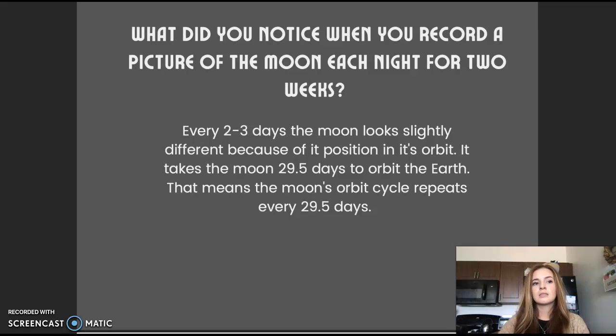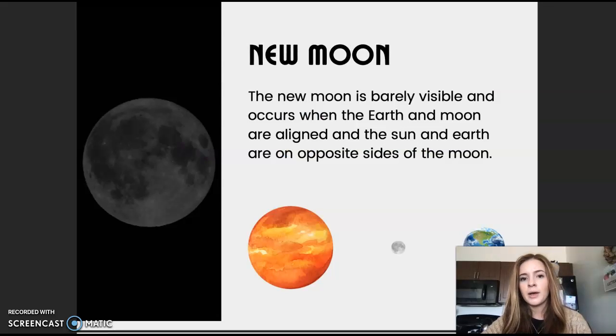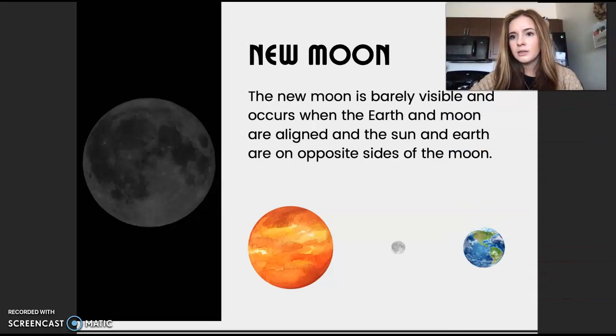So this cycle that the moon goes in is around the Earth, like we see in this picture, and you can see when the sun reflects on the moon, it creates a shadow on the moon. So we're going to talk about those different phases. The first phase we're going to talk about is the new moon. Okay, I'm going to go ahead and move this for you guys a little bit.